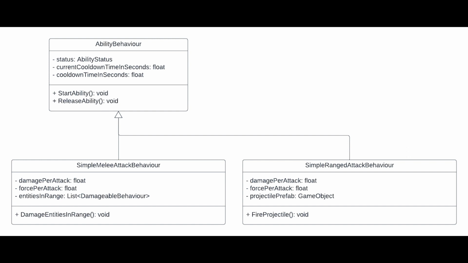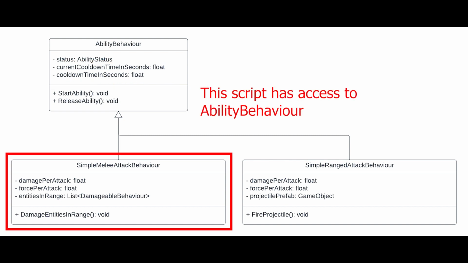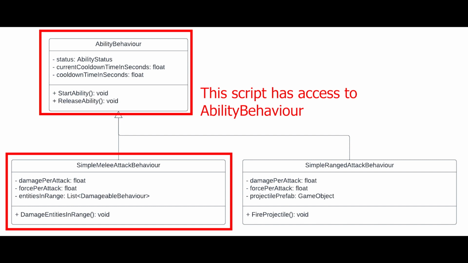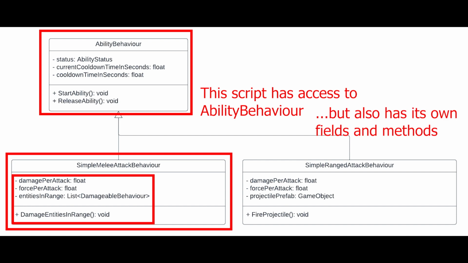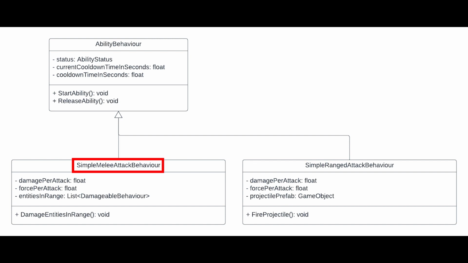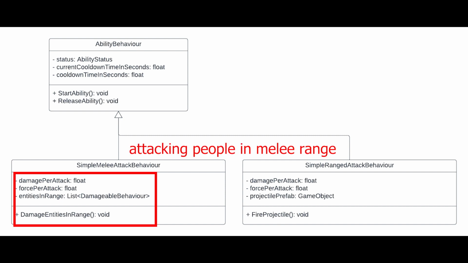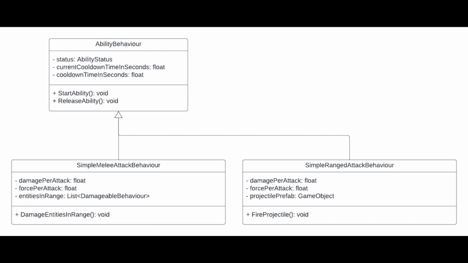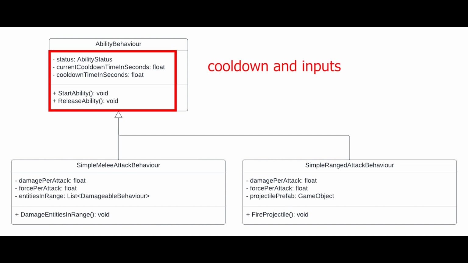Because an ability is something that manages a cooldown or can start and be released, what inheriting does, to boil it down, is that the script now has access to all this code, while also being able to do its own stuff. So, this simple melee attacking script, which I called Simple Melee Attack Ability Behavior, not only can it manage attacking everyone in its range and dealing knockback to them, but with minimal effort, it can also keep track of its own cooldown and does stuff when starting or releasing.